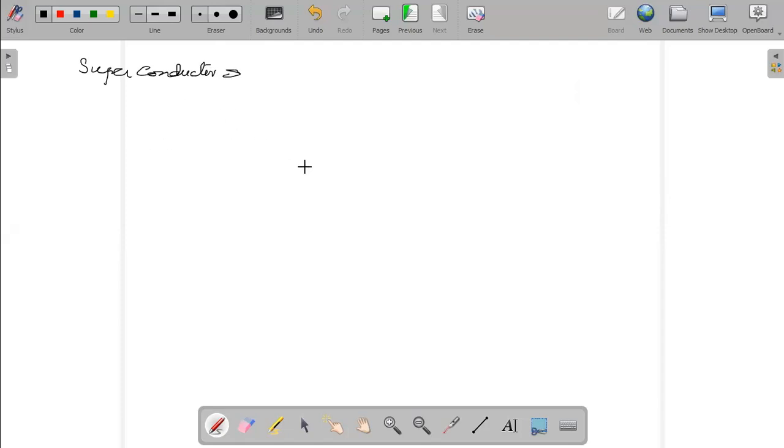When certain material is taken to low temperatures, so temperature reduce panna, the resistivity also decreases. At one particular low temperature, the resistivity becomes zero. That temperature is called critical temperature. And thereafter, once the resistivity becomes zero, the material becomes a superconductor. That's all. What is superconductor?